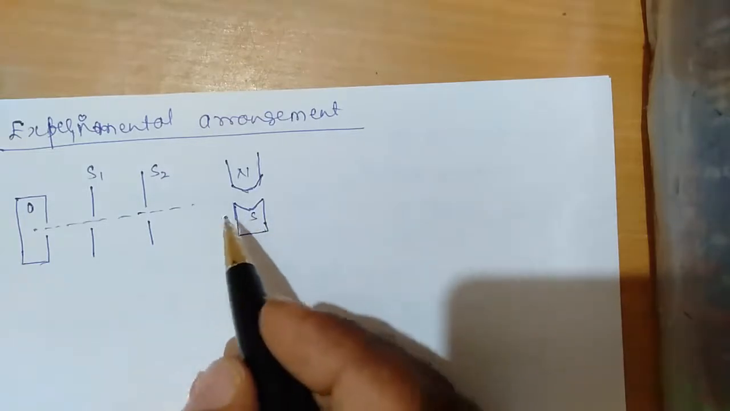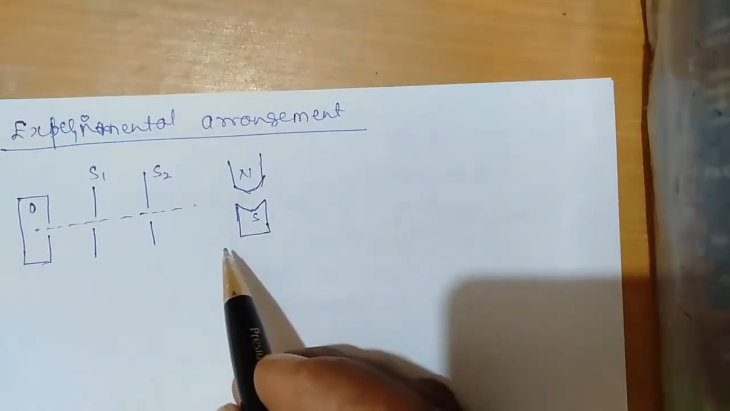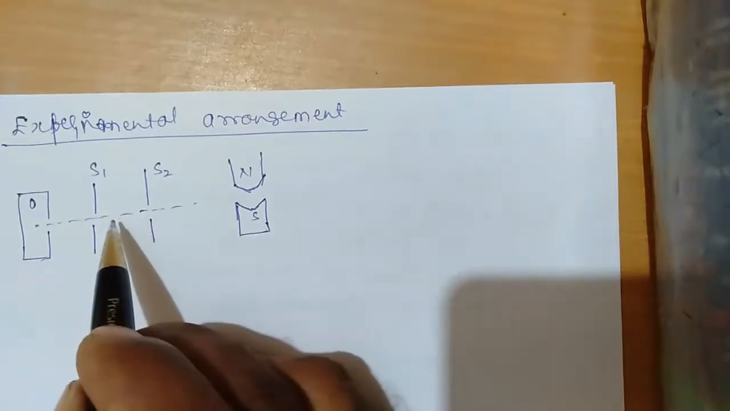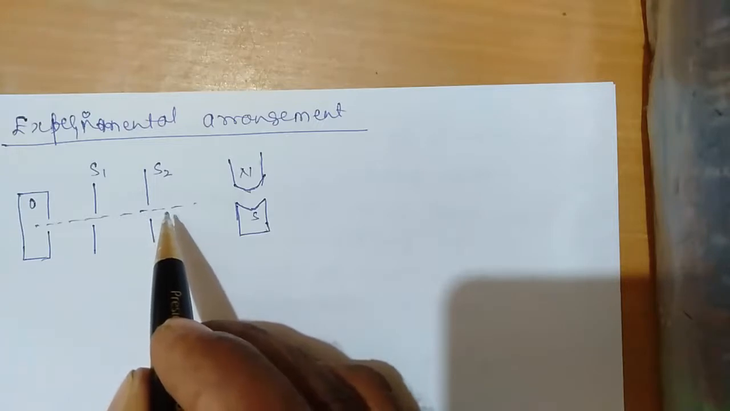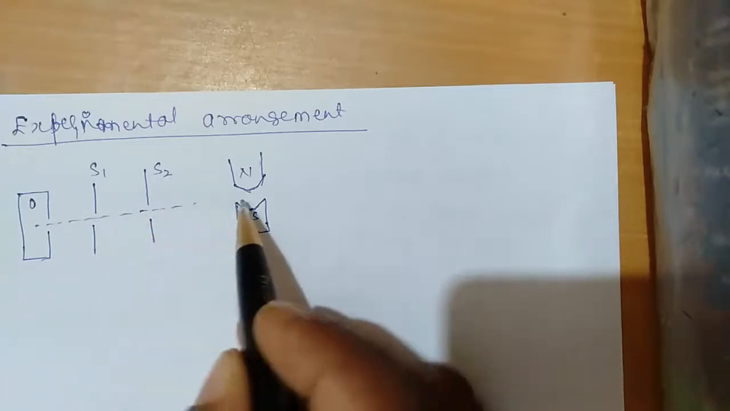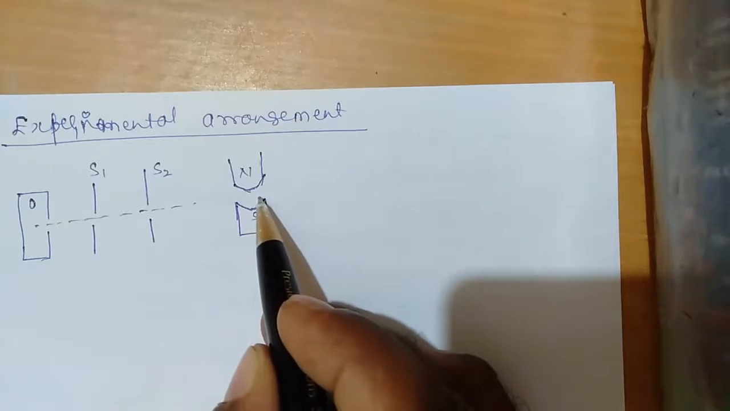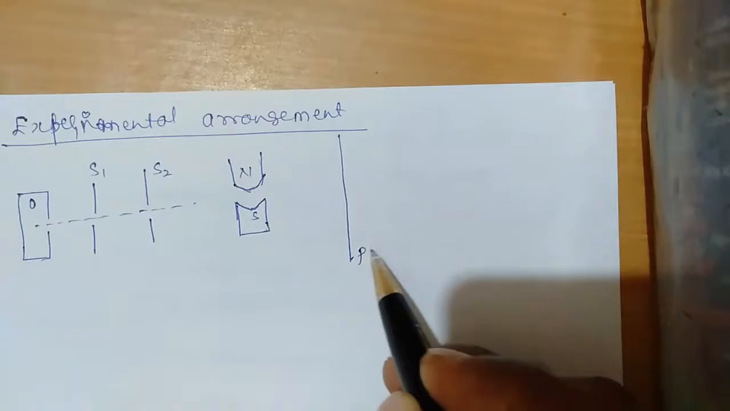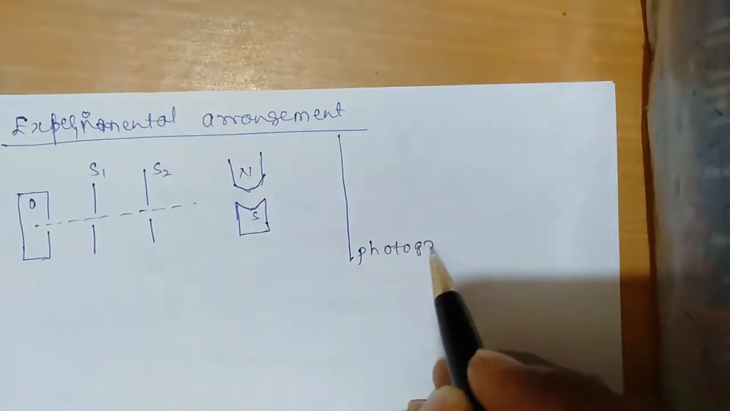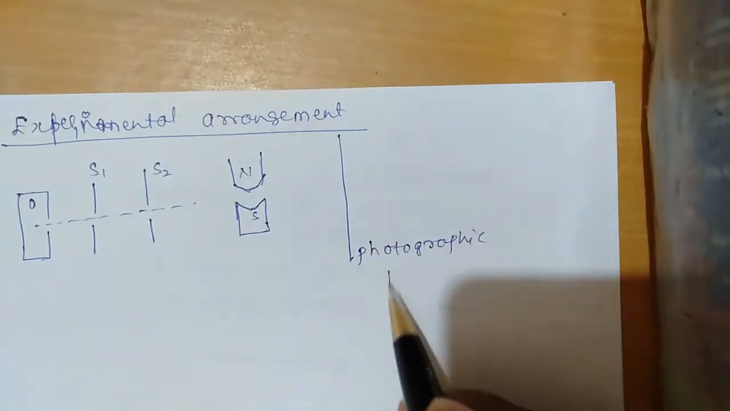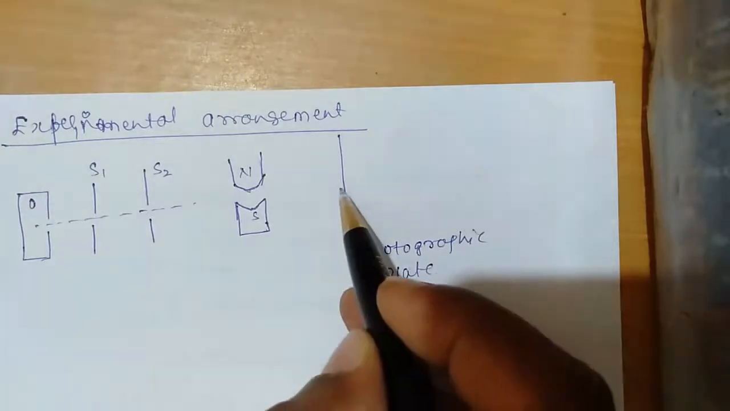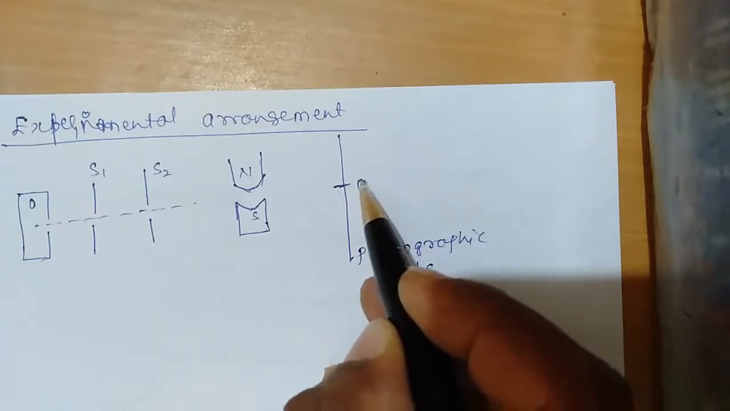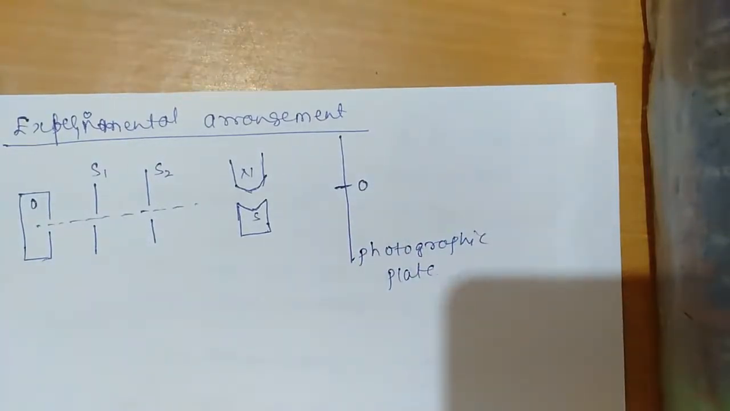Now, the narrow beam of silver atoms coming out of the slits S1 and S2 is made to pass through this non-homogeneous magnetic field and is incident on a photographic plate. During the absence of the magnetic field, it produces just a particular illumination on the screen.